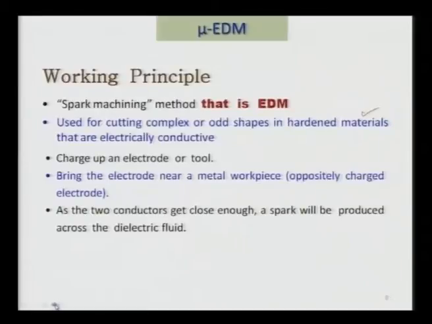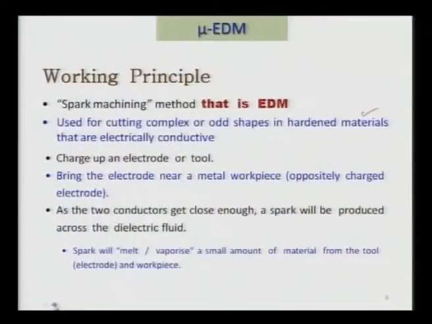As the two conductors get close enough, a spark will be produced across the dielectric. That means when the potential gradient in the path of the dielectric between the anode and cathode becomes so large that it breaks down the dielectric, then you have what is known as a spark. A spark has localized, highly intense heat energy, and this energy is good enough to melt and or vaporize the workpiece material. Once melting has taken place, the dielectric will eject the molten material from the cavity.